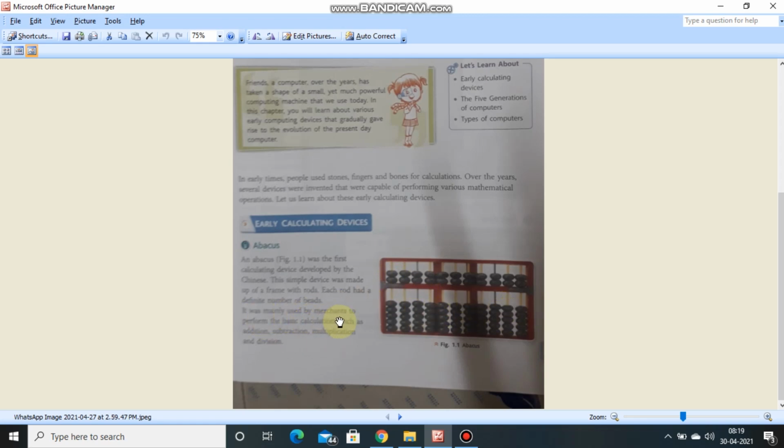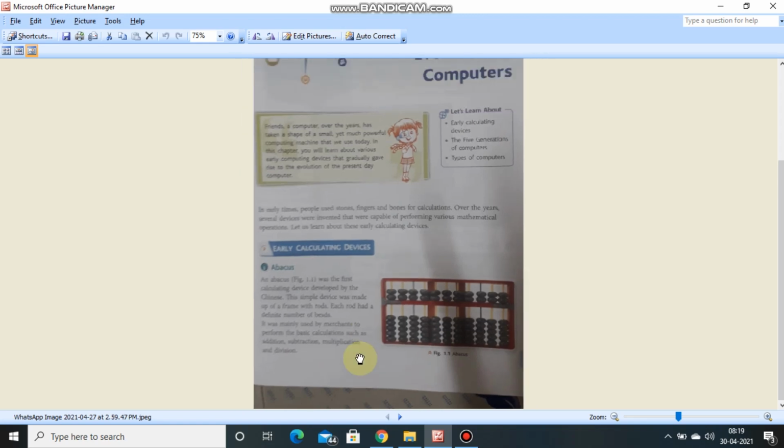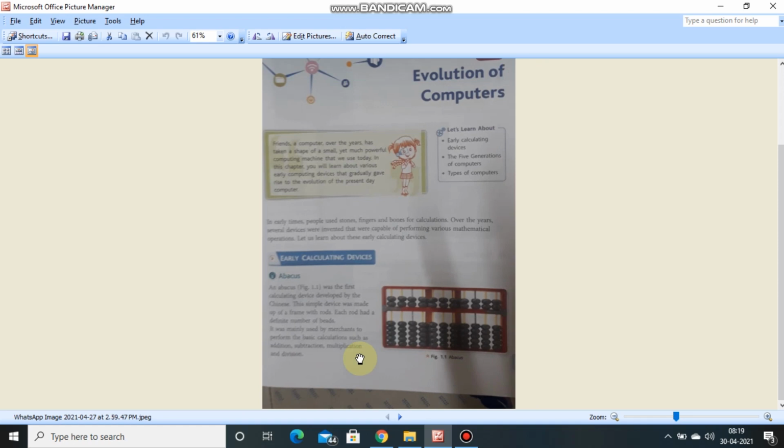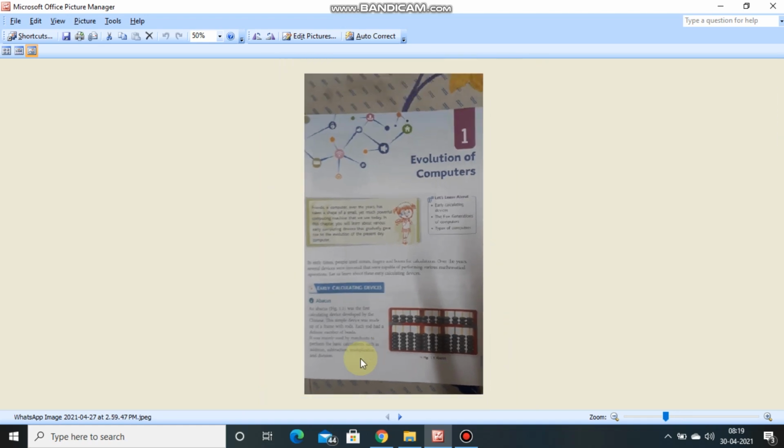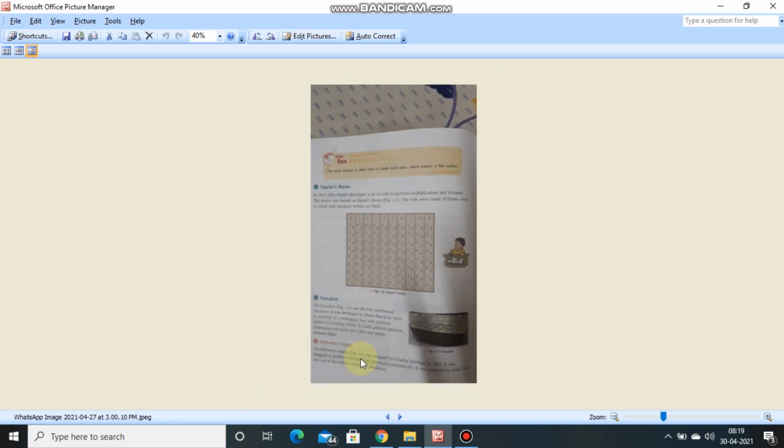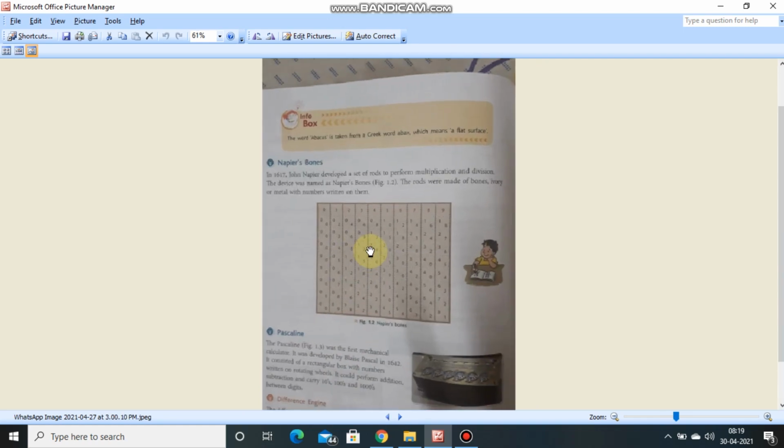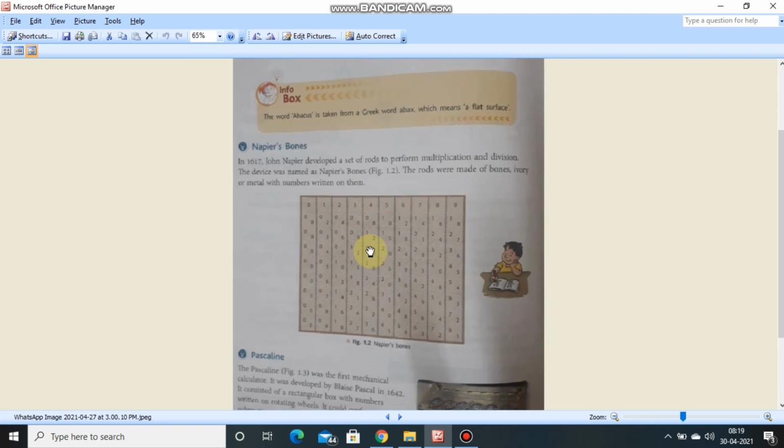It was mainly used by merchants, that is traders and business people, to perform basic calculations such as addition, subtraction, multiplication and division. The word abacus comes from a Greek word abax, which means flat surface. You can see that the frame was made up of a flat surface.